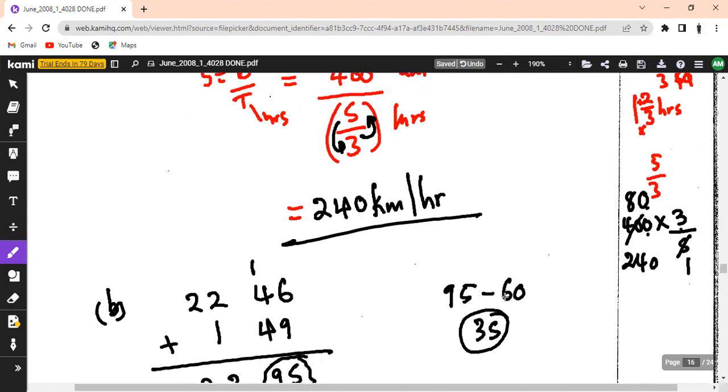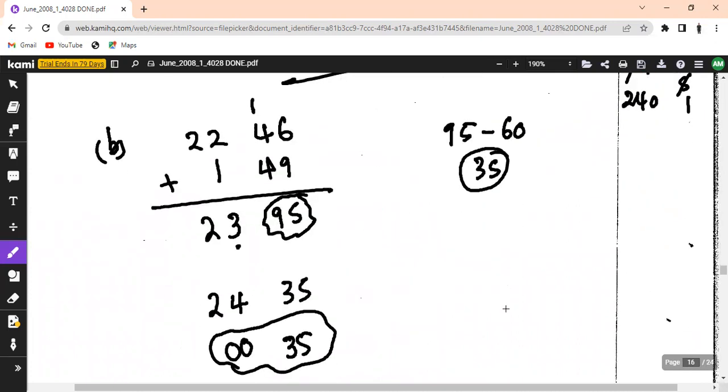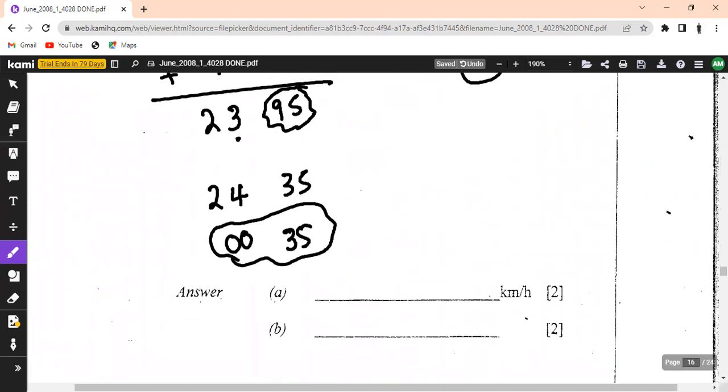Take note, the time here is needed. We are told the arrival time in the 24-hour clock. It's given in the 24-hour clock. So which means your answer is going to be 00:35. That is what you were needed here, 00:35.